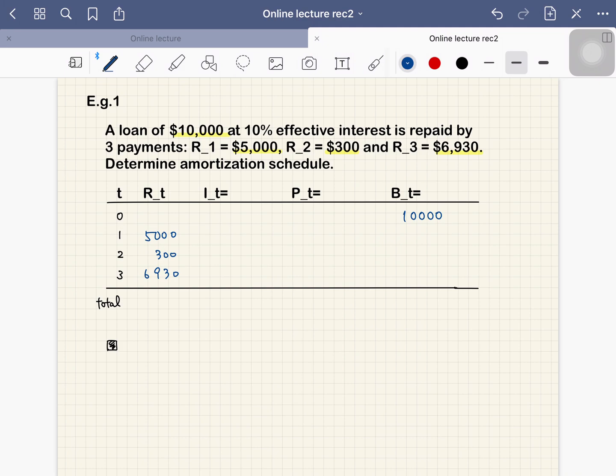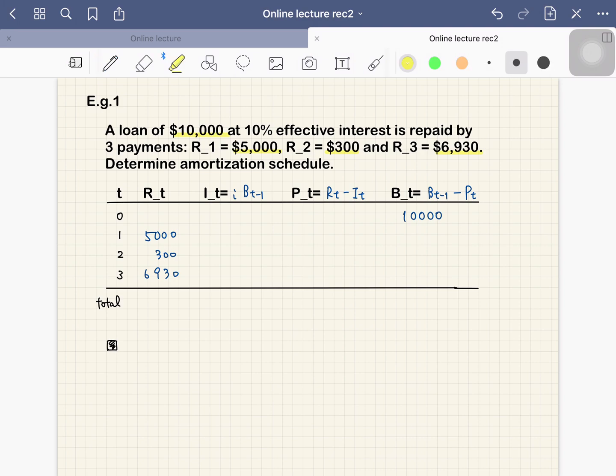Remember that the formulas we need are: I_t is equal to the interest rate times the previous balance, P_t, the principal repaid, is total payment minus interest paid, and the balance at time t is the previous balance minus principal repaid this year.